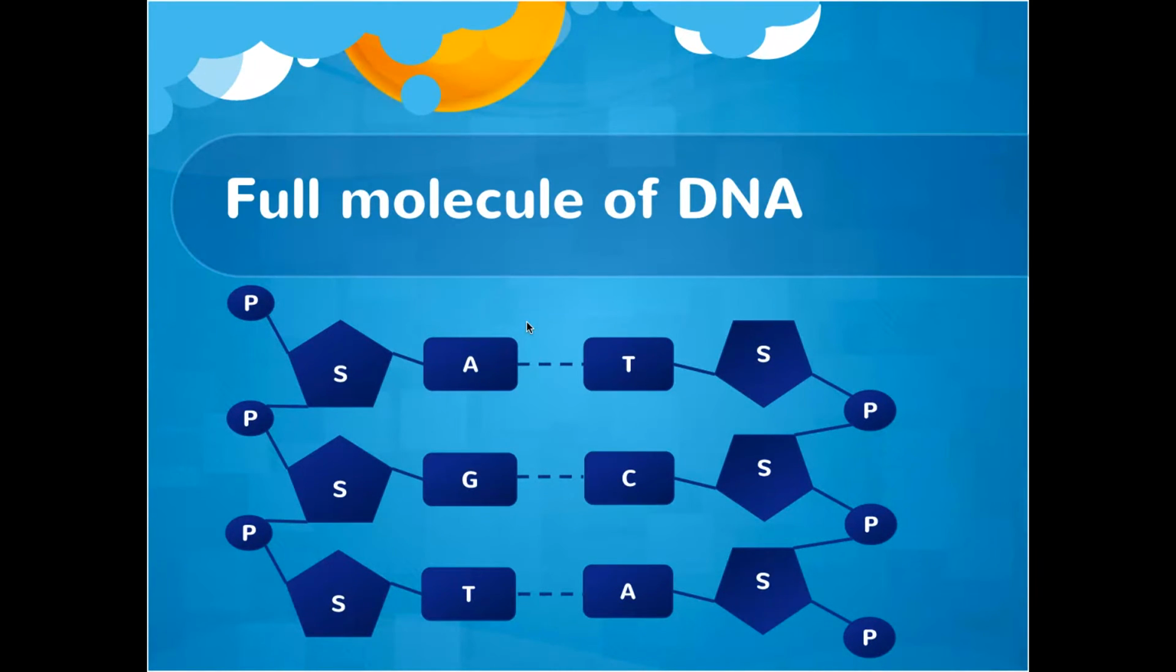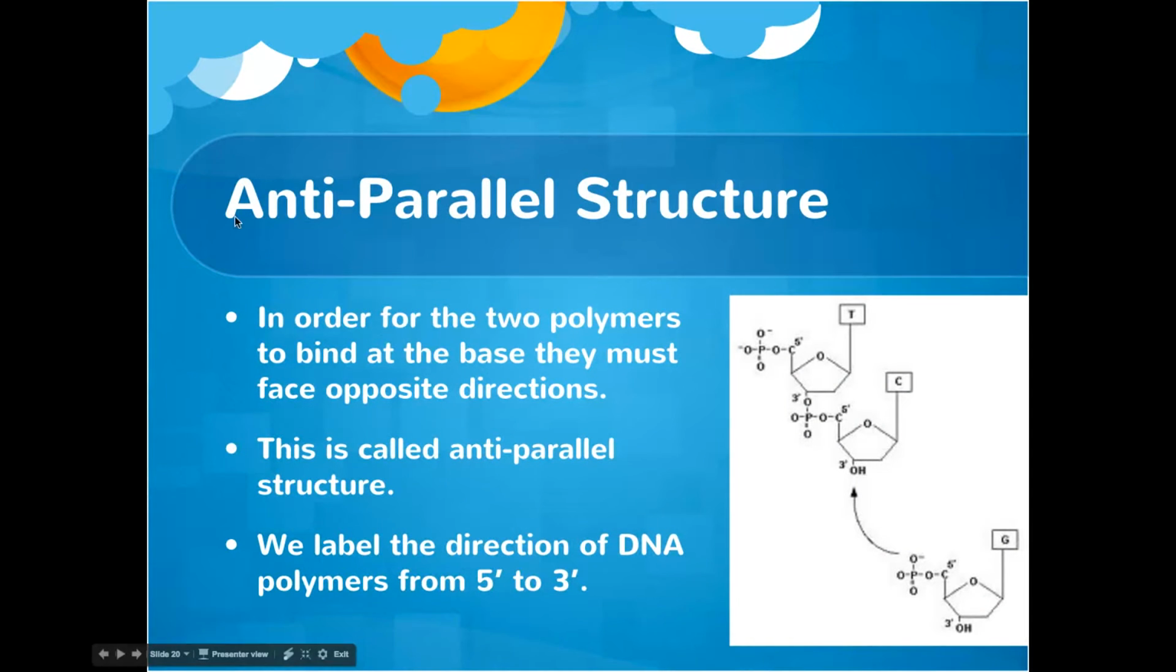There's one more thing you might have noticed about this molecule of DNA. It's very interesting. In order for the two polymers to bind at the bases, they need to face opposite directions. We call it anti-parallel structure. So one thing that we're going to talk about in a future lesson, but we're actually going to label the direction of DNA. One strand's going to run up, down, the other one's going to run down, up.